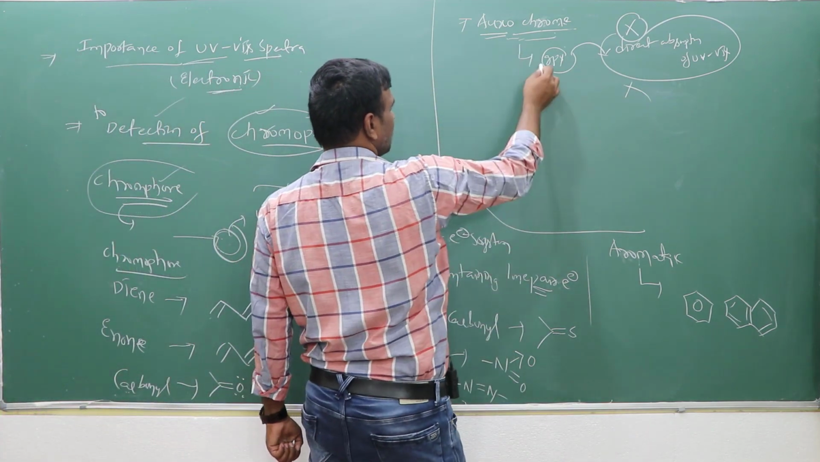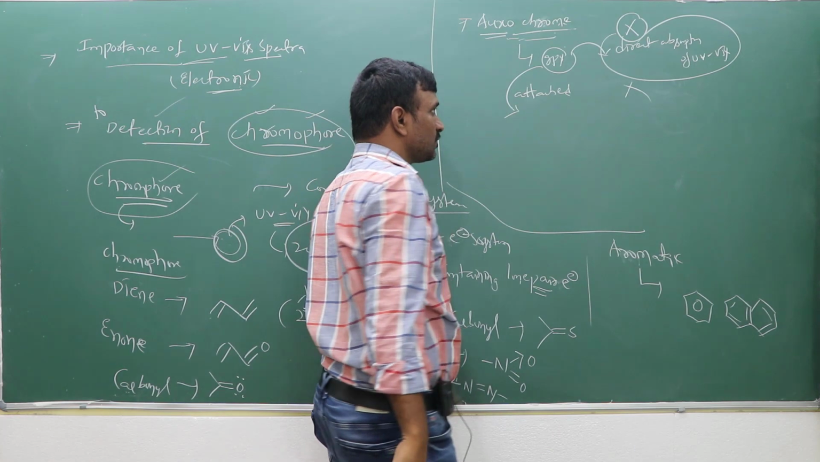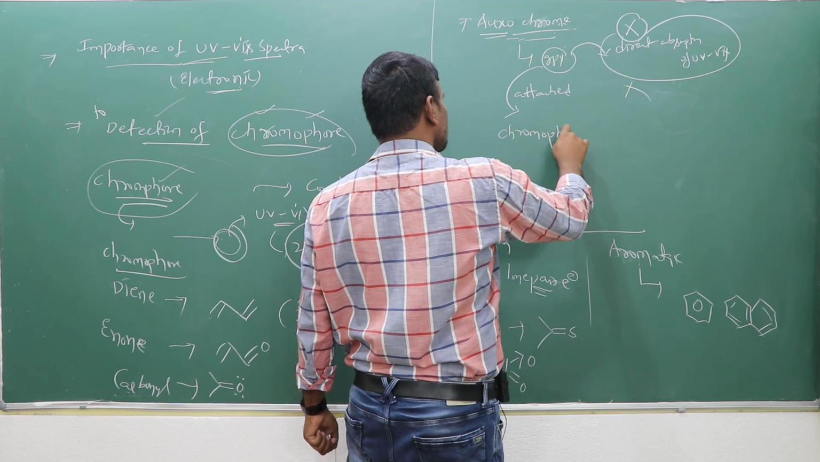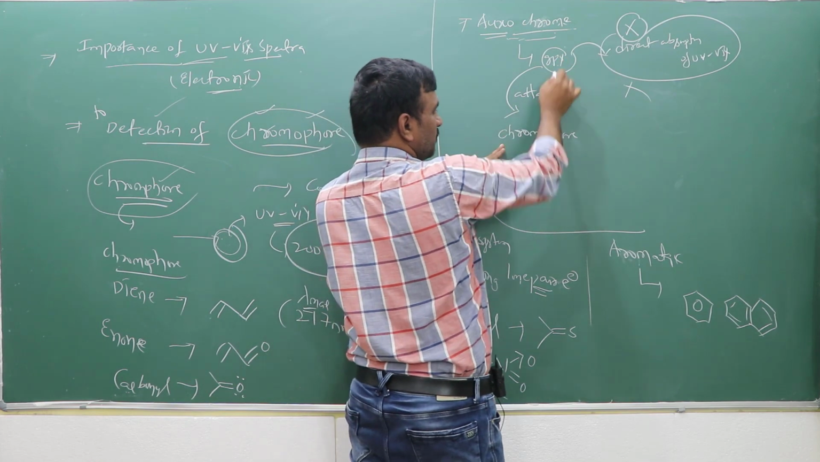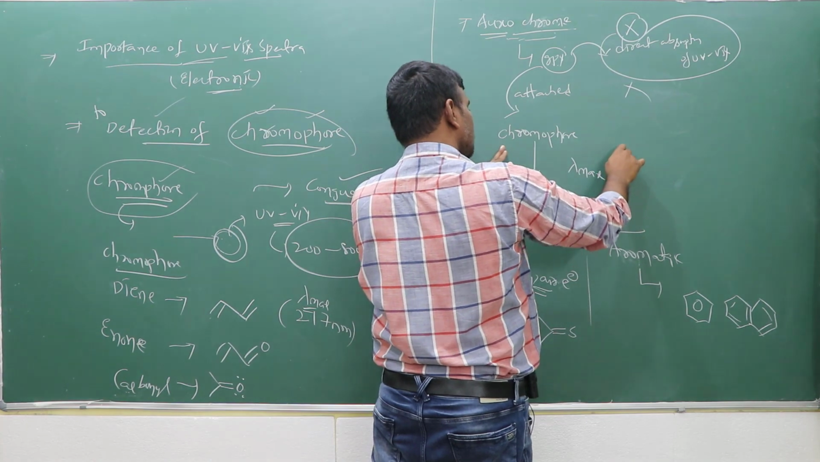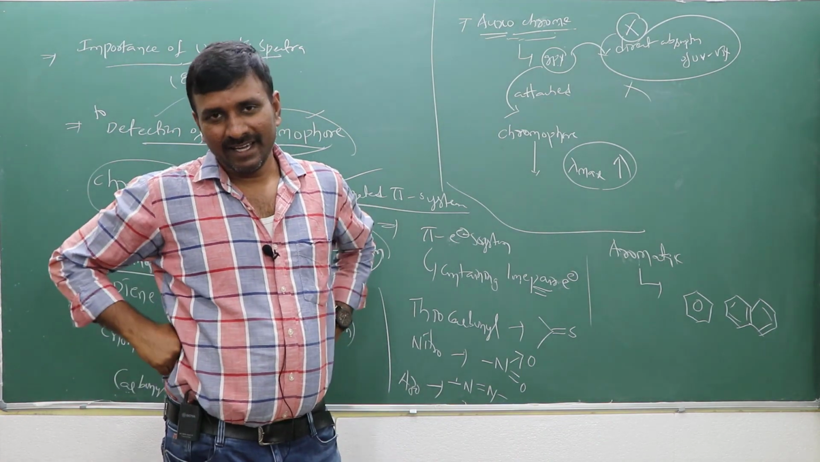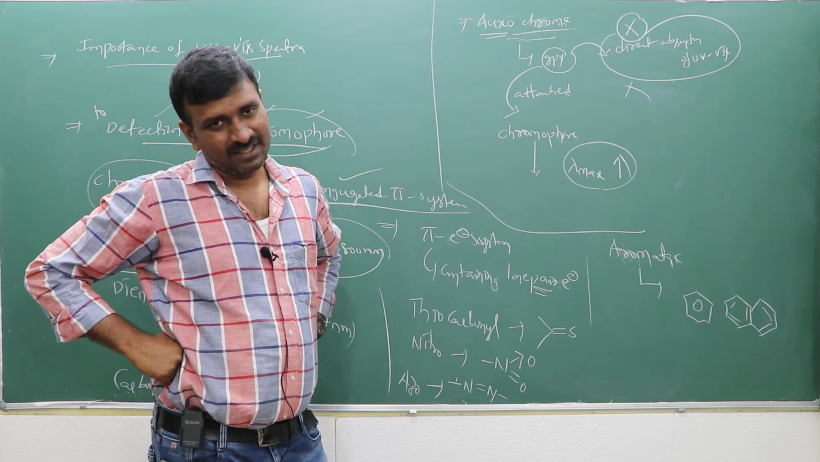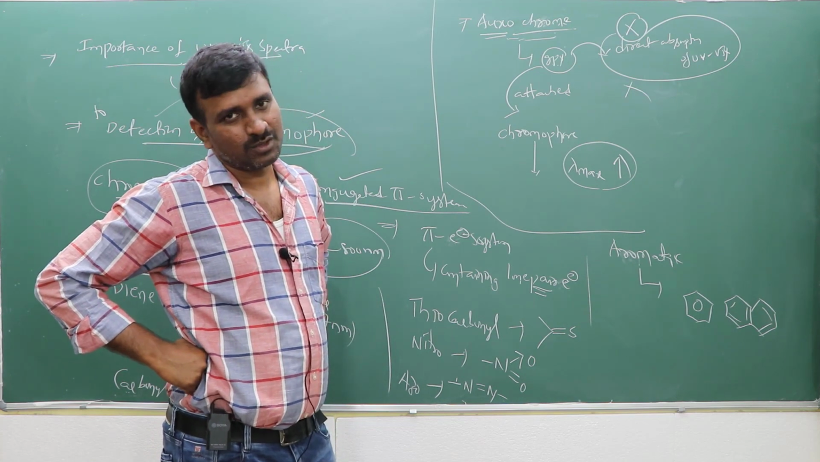But whenever this group is attached to the chromophore, due to this group the absorption wavelength of the chromophore will increase. Indirectly it affects the lambda maximum, but directly it cannot absorb. So that group is called an auxochrome.